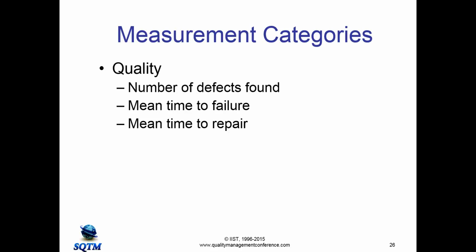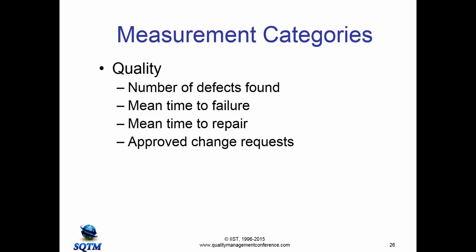Mean time to repair. If you find defects and you've got a 24-hour turnaround, is development really meeting that 24-hour turnaround? Or is it on average taking them 2 days to repair a defect? And that's a money cost. So you need to look at what the mean time to repair is.